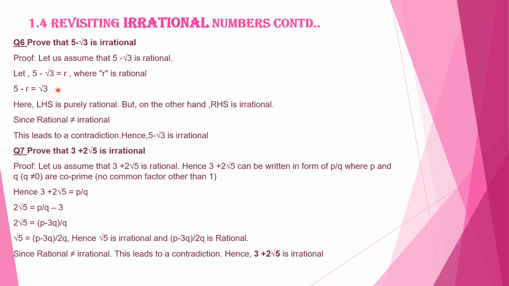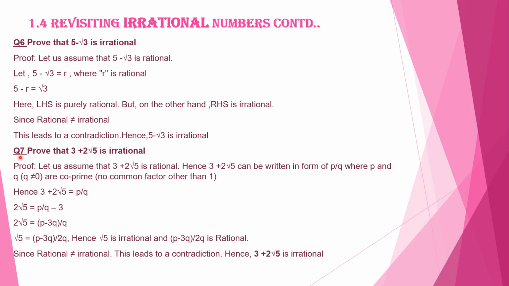You can write it like this also, right? So now you already know root 3 is irrational, and this left hand side is a rational number, which will again not hold true. So this leads to a contradiction, and you can say it's an irrational number.